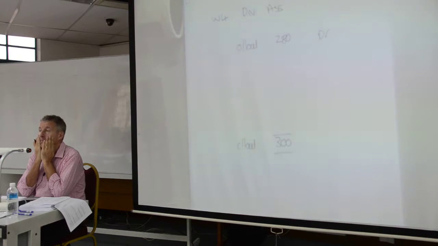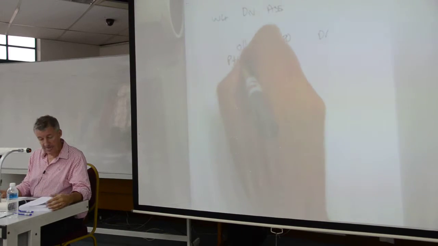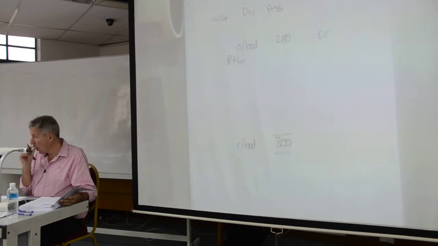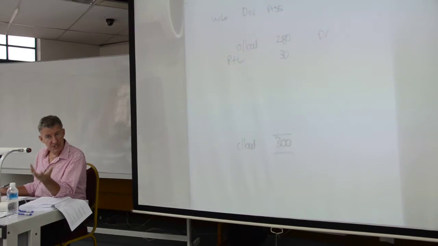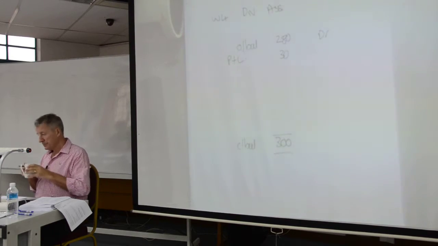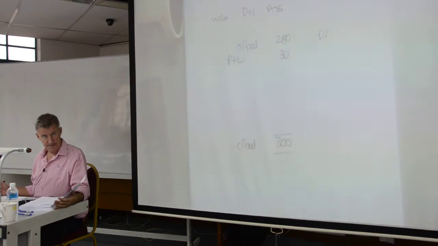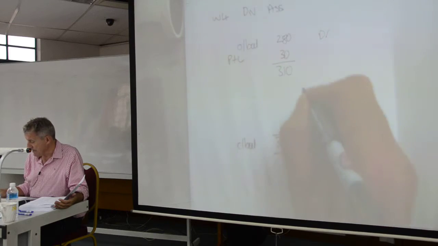Why has it gone up? Yeah, P&L. How much is the income from the associate in the P&L? 30. I haven't bought an associate. I haven't sold an associate. I haven't got anything happening other than this 30. So I should expect my closing balance to be 310.